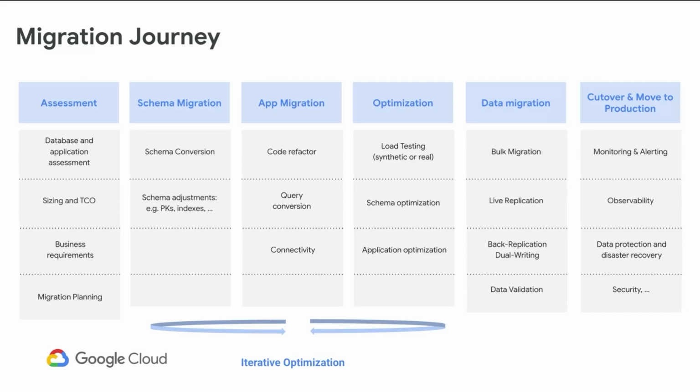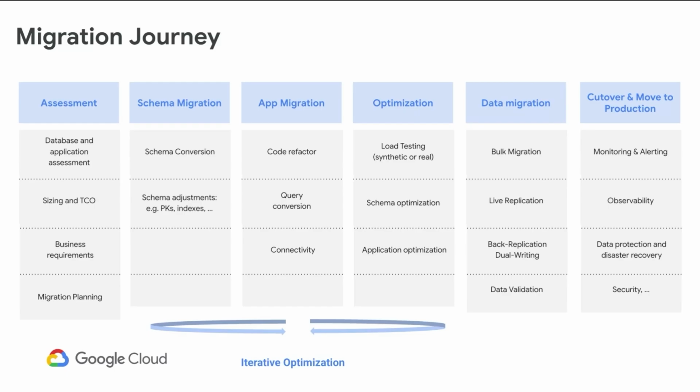Once the optimization is done and the application is in a shape where it performs well on Spanner, we move to the next big task, which is data migration. I will talk about data migration specifically with respect to sharded databases in the next few slides, so I'm going to skip over this for now.